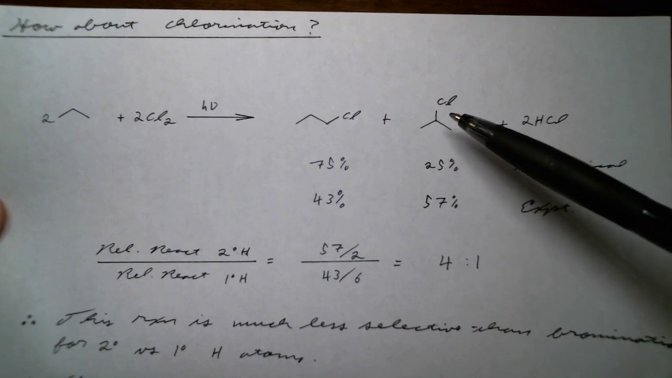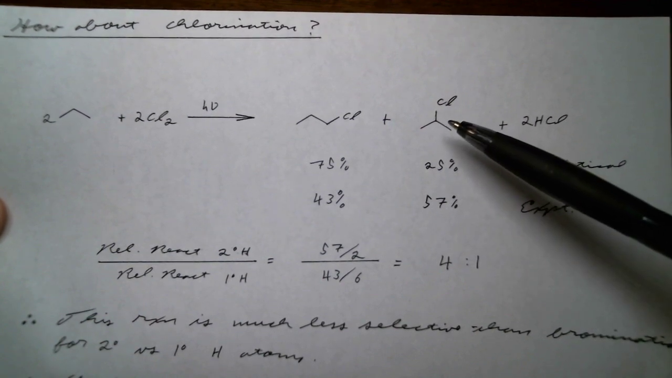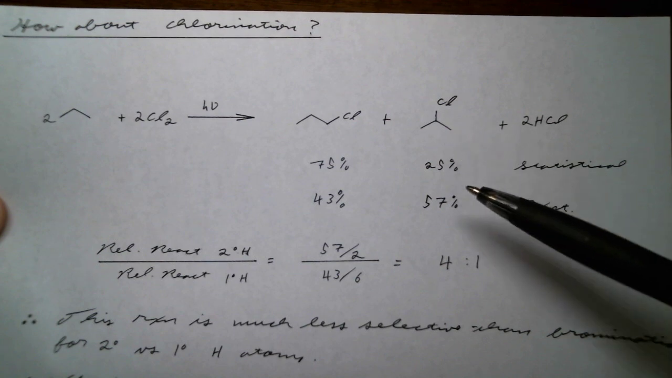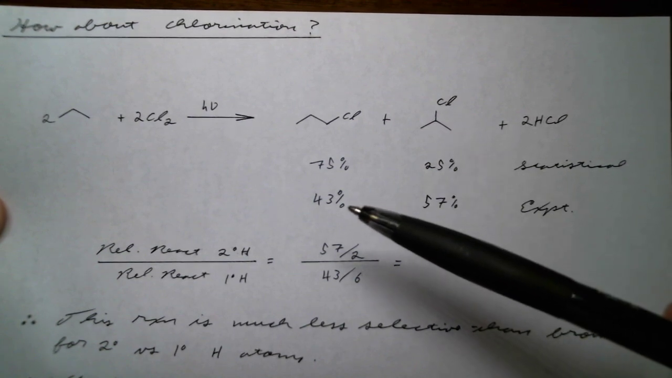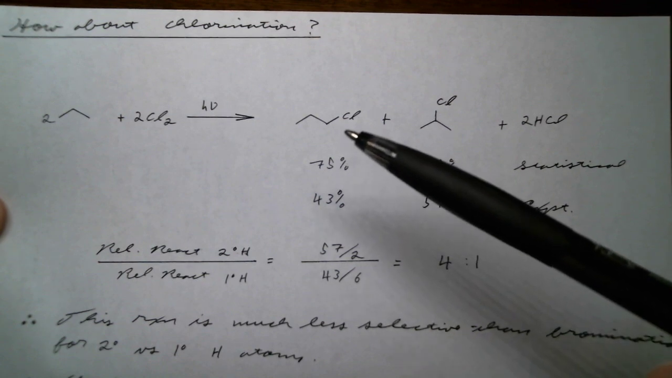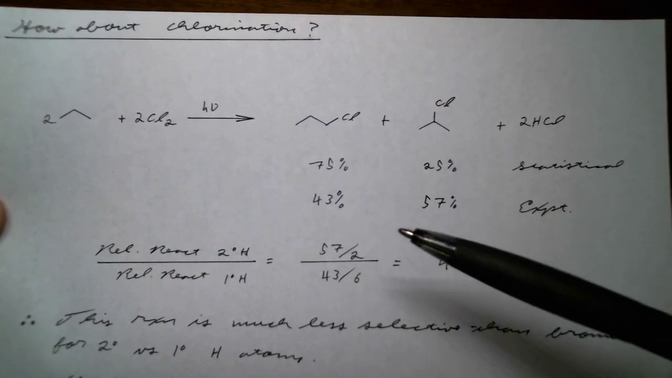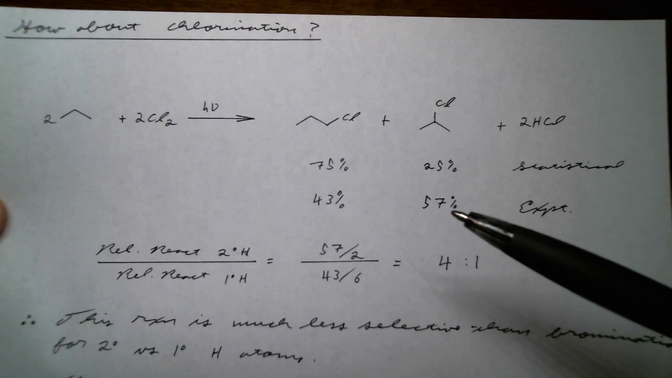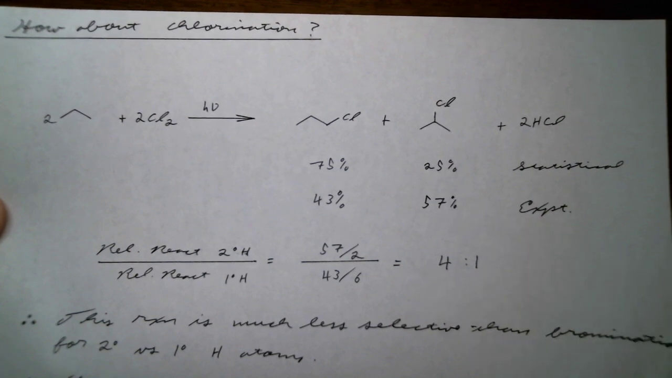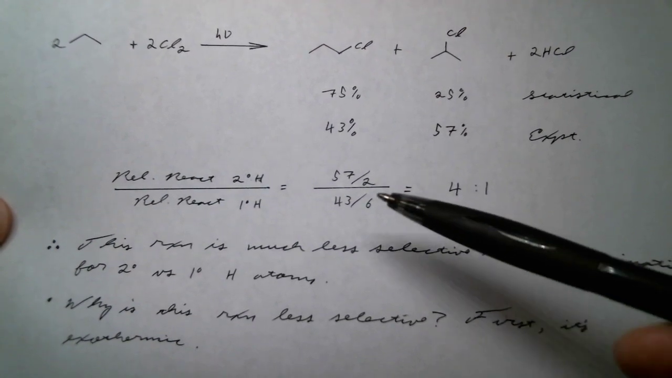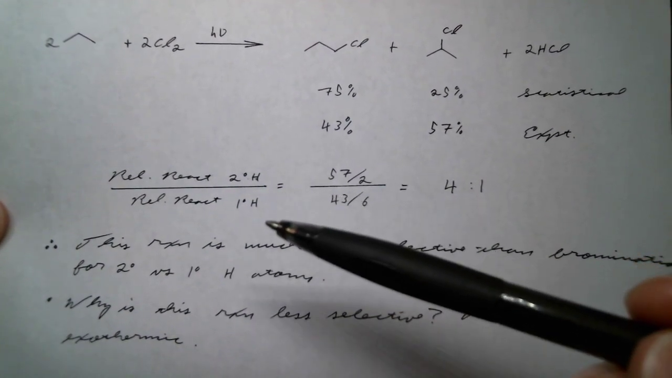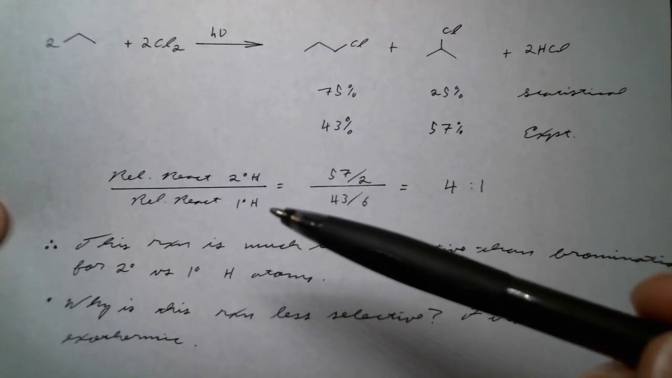We prefer abstracting secondary hydrogens over primary. We get a 57% yield of the 2-chloropropane and only a 43% yield of the 1-chloropropane. This is less selective than what we observed for radical bromination. So again, let's try a relative reactivity ratio for secondary hydrogen versus a primary hydrogen for chlorination.